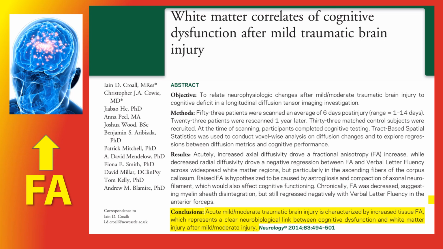In an article by Crowe, Cowie, Peel, and his group from Great Britain, published in Neurology in 2013, a well-respected journal from the American Academy of Neurology, the conclusion was as follows. Acute, mild, or moderate traumatic brain injury is characterized by increased tissue FA, which represents a clear neurobiological link between cognitive dysfunction and white matter injury after mild to moderate injury.